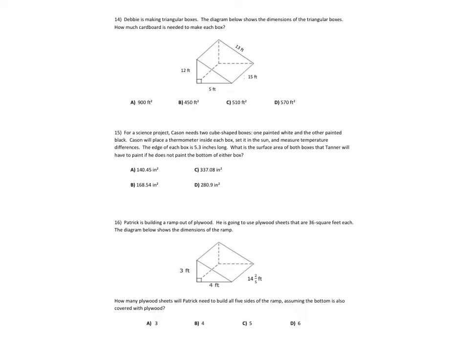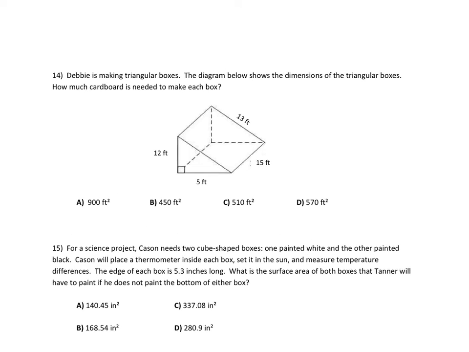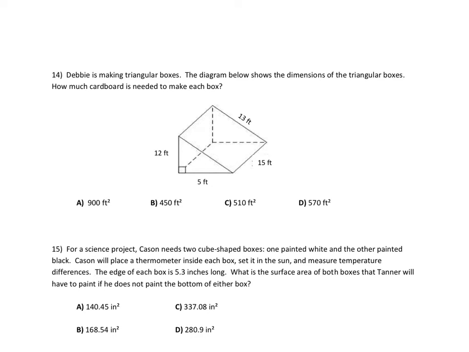Number 14, the last page. Debbie is making triangular boxes. The diagram below shows the dimensions of the triangular boxes. How much cardboard? Okay, so we're still at that total surface area, which is perimeter times height plus 2B. Now here's where we're going to get a little bit different, okay? We have to do the perimeter of the triangle because it's a triangular prism. They give you all the numbers.